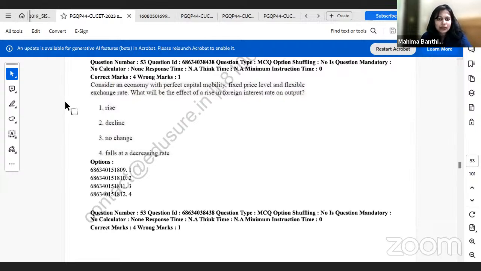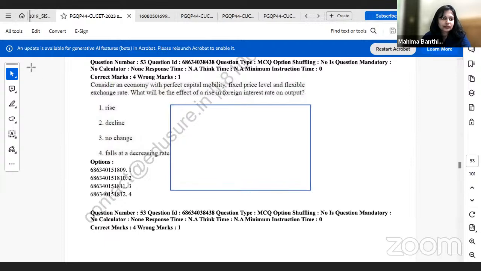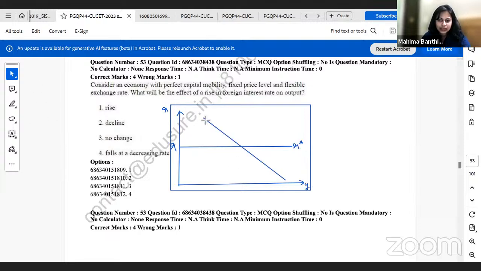Consider an economy with perfect capital mobility, fixed price level, and flexible exchange rate. What will be the effect of a rise in foreign interest rate on output? So let us draw the diagram for this one. Perfect capital mobility is given by a balance of payments line, which is horizontal. And then let us draw the IS and the LM curves.